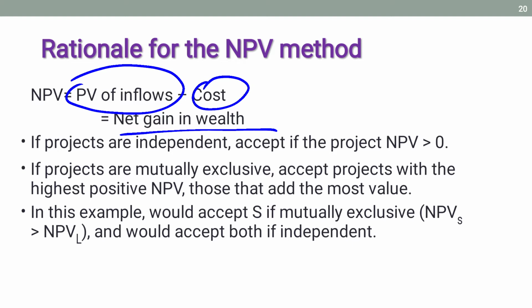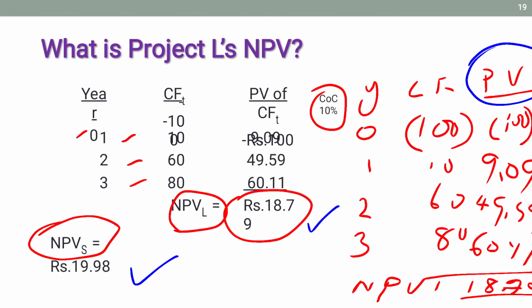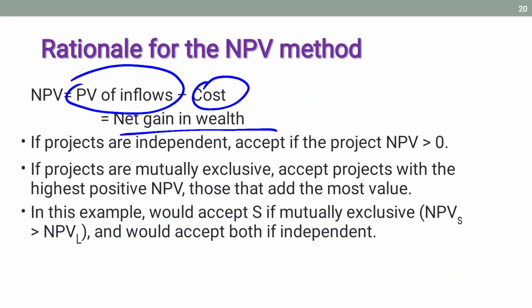In our example, if the projects L and S, if you have sufficient fund to invest, those projects produce NPV greater than 0, because project L produces 18.79, project S is 19.98, so you can accept both, right, if it is independent. If the projects are mutually exclusive, accept the project with the highest NPV, the most value, right?